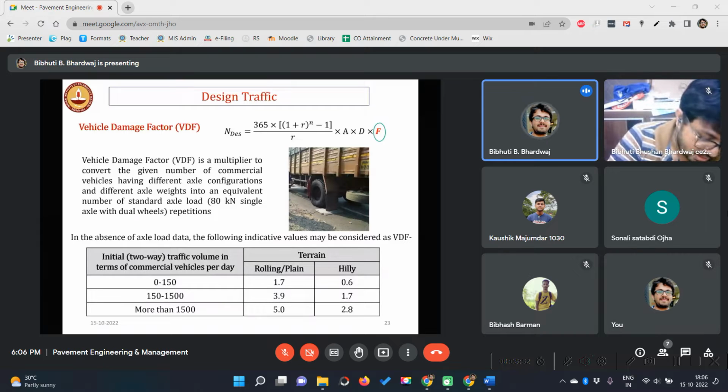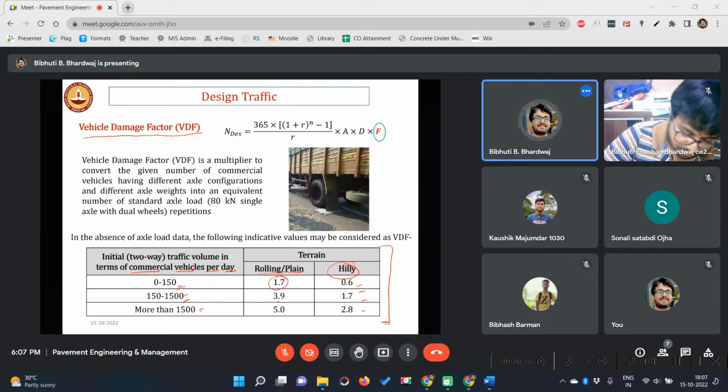distribution factors. Similarly, we also learned to calculate vehicle damage factor if the axle load survey spectrum is given, right? And in case the axle load spectrum is not known to you as an engineer, or maybe as a student, if that is not given in the question, then you can simply consider this. So you already know the traffic, that means the commercial vehicles per day, right? So based on the traffic values, you can find out this VDF, if it is rolling or plain terrain, or if it is hilly terrain, these three values.